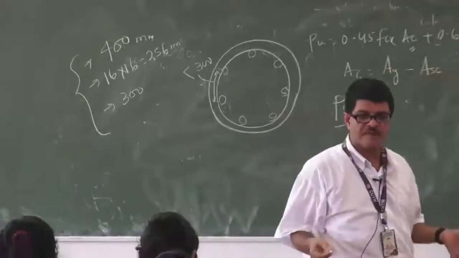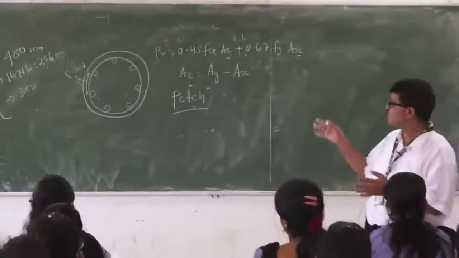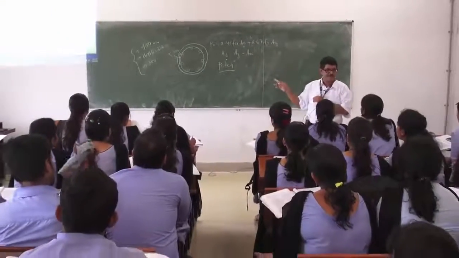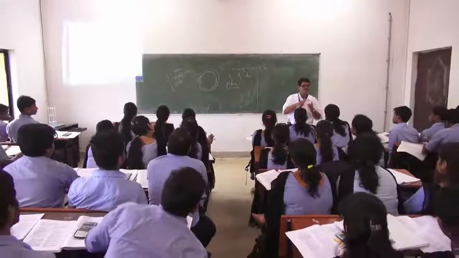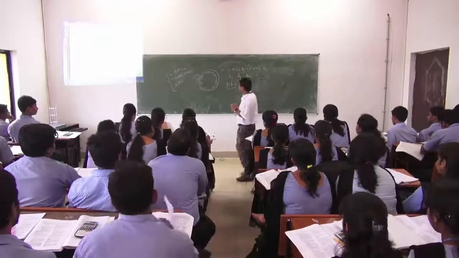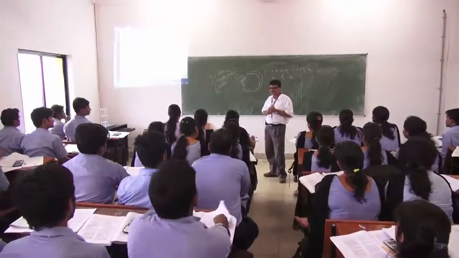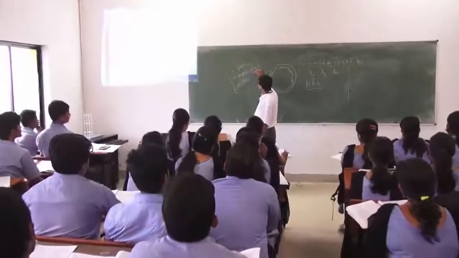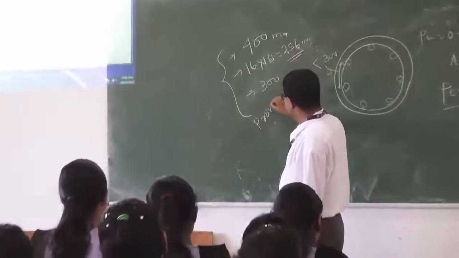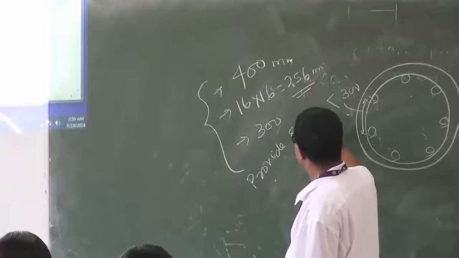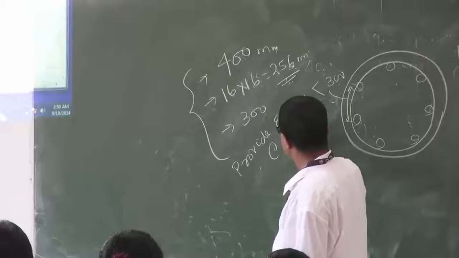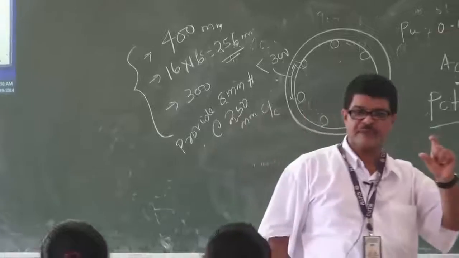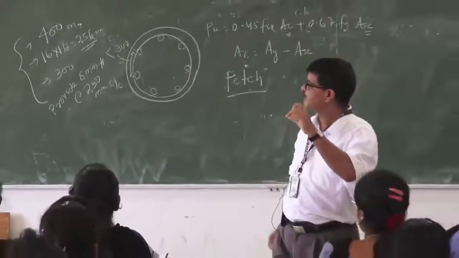Suppose you are designing a 400 by 600 column, and you have used 16 mm bars as the reinforcement bars. Then how to calculate the pitch? One is the least lateral dimension. You have 400, 600. Out of this, take the minimum value. 16 times the diameter of the bar, 256. Then 300. Whichever is the least. So now you can say provide 8 mm bars at the rate of 250 millimeter center to center. That is your pitch. Pitch means you provide the spacing between 2 bars. Okay. So this is the design procedure.